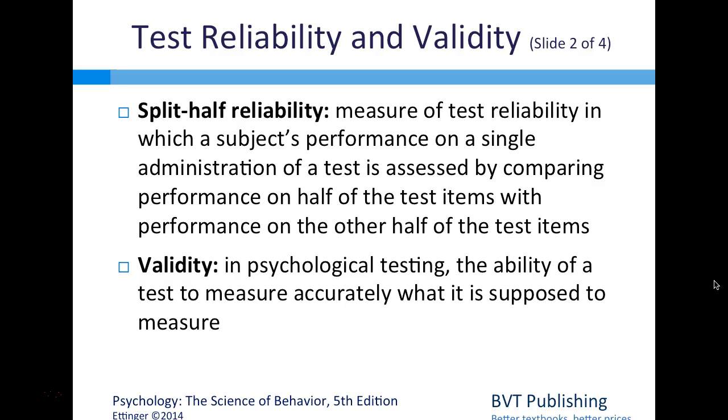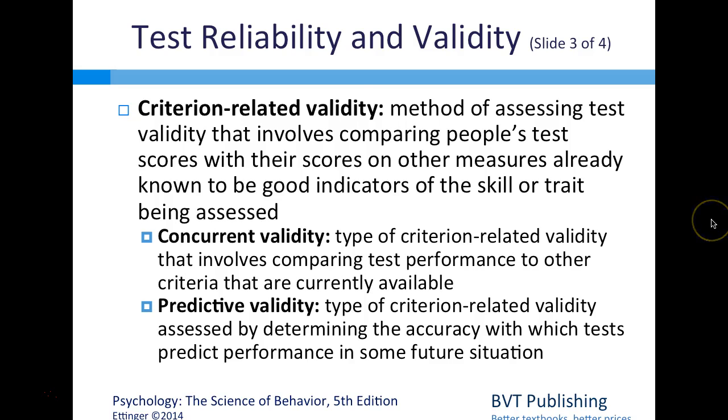And then validity. This is really important in psychological testing. This is the ability of a test to measure accurately what it is supposed to measure. So you can imagine if you don't have a test that's valid, you're not measuring the correct thing, and therefore the test isn't doing its job. So, assessing test validity. There's criterion-related validity. This is a method of assessing test validity that involves comparing people's test scores with their scores on other measures already known to be good indicators of the skill or trait being assessed.